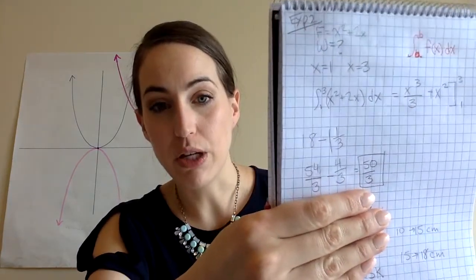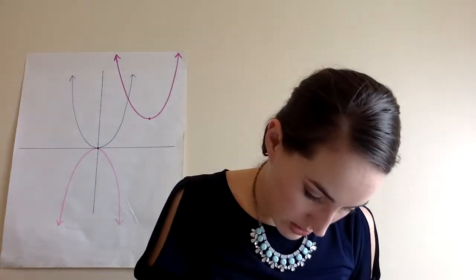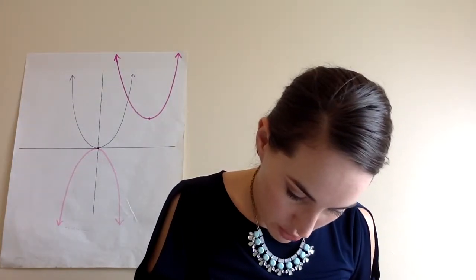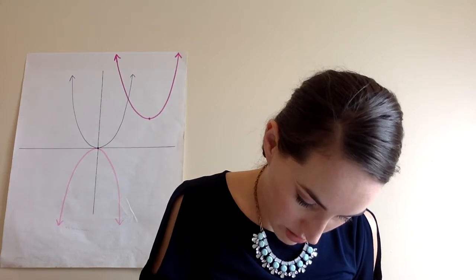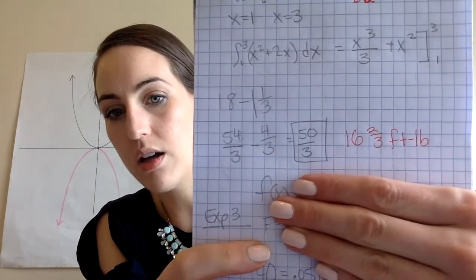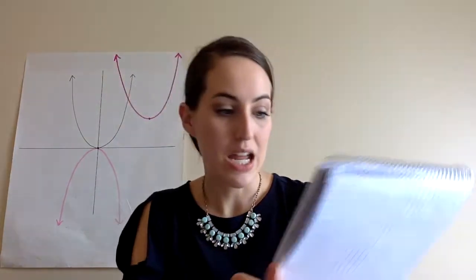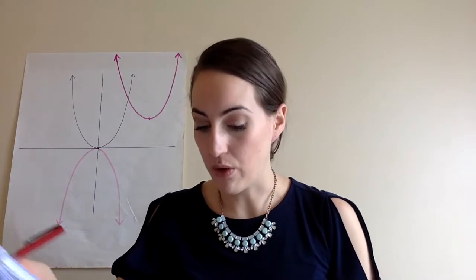And that unit would be foot-pounds. So that reduces to 16 2/3 foot-pounds. There we go. So that would be your equivalent answer with units. Okay, so next let's move on to example 3.